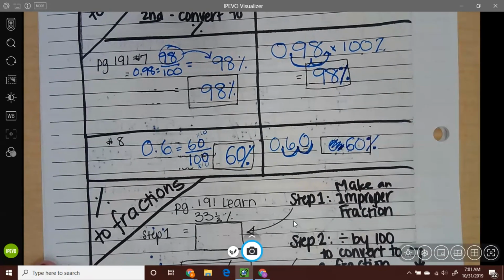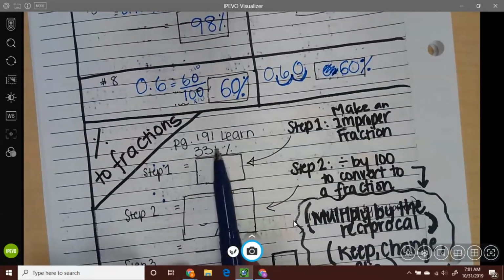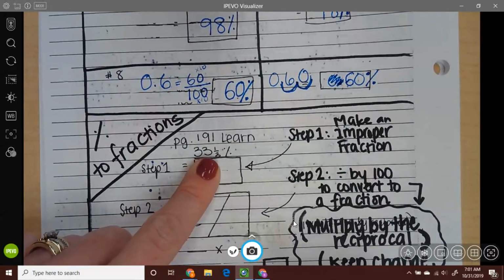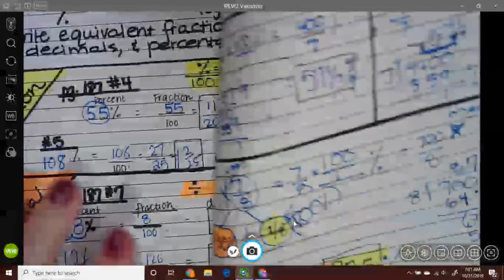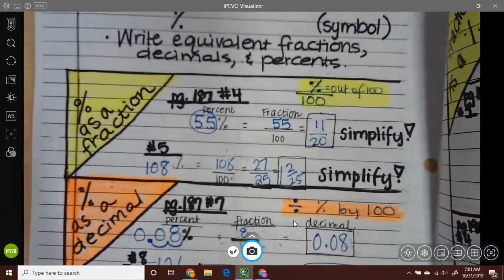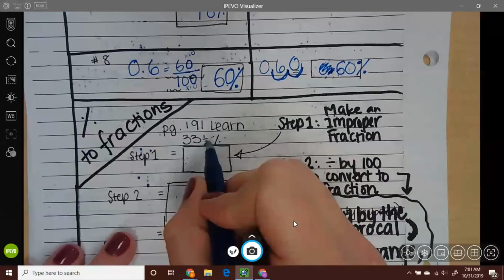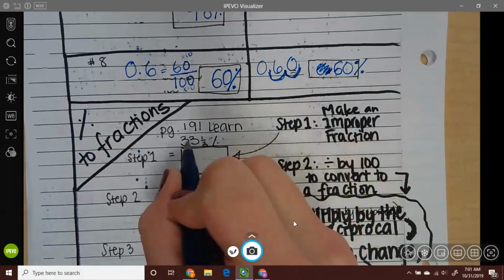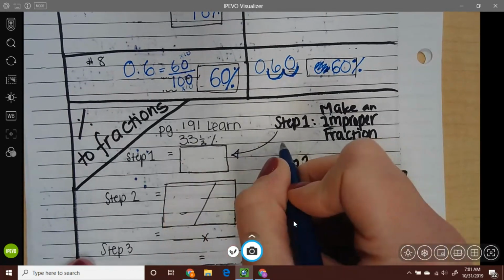And then percents to fractions. So if I have 33 1/3%, okay, this is going to be very similar to what we did here, just the opposite, because here we did fraction to a percent, and now we're doing percent to fraction. But first we need to make it an improper fraction. So we take 33 times 3, which is 99, plus 1. So 100 over 3.